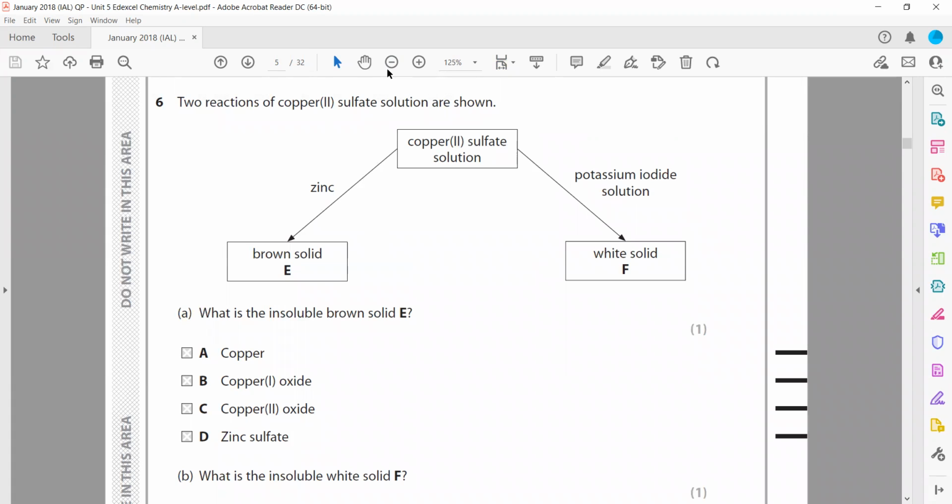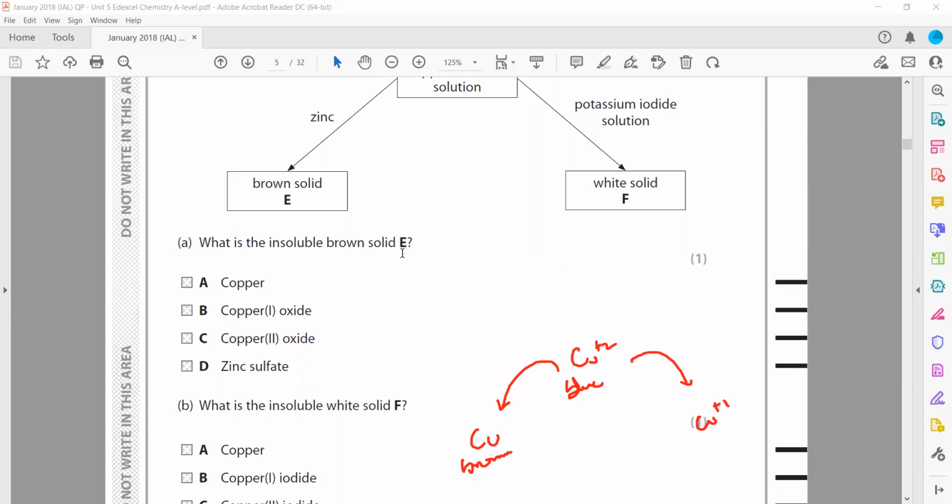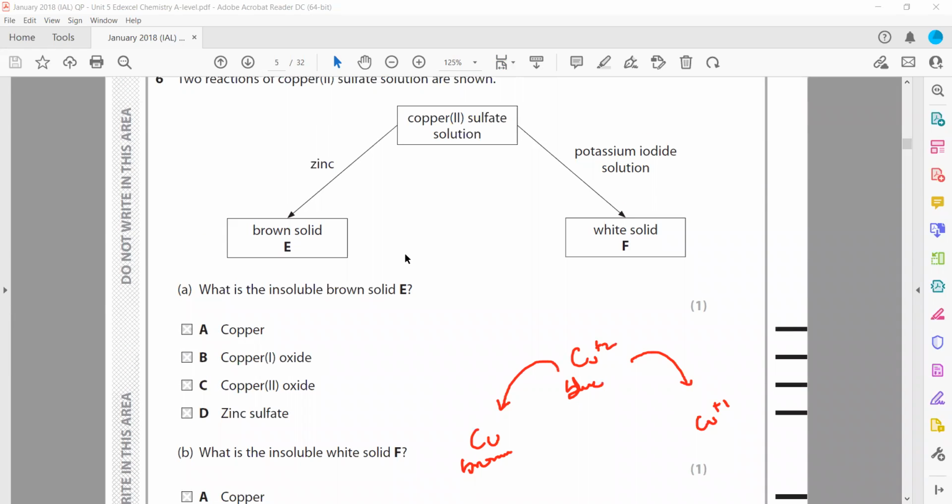Basically, reduction happened. Copper 2 is blue in color. This copper can be reduced to copper metal, which we say is brown or pink, or copper can be oxidized to copper 1. And copper 1 oxide appears as a white solid, because there is no empty d orbital electron. That's why it will be a white solid.